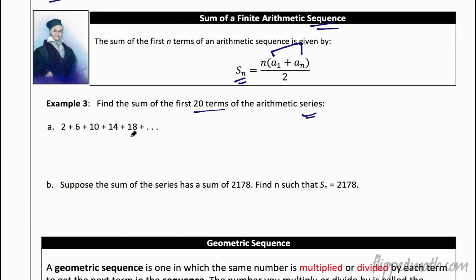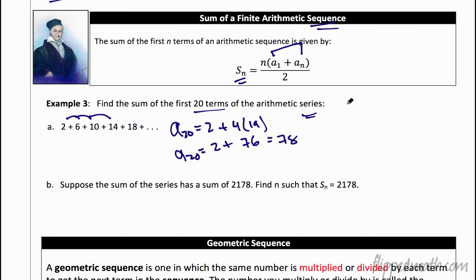Well, now we go back to what we were doing before. So the 20th term would be 2 plus, what's the common difference here? All right, so 4. 4 is the common difference, so it'd be 4 times 19. Okay, so 4 times 19 is 76, and then we started at 2. All of that equals 78. So that's the 20th term. So we need to find that first.